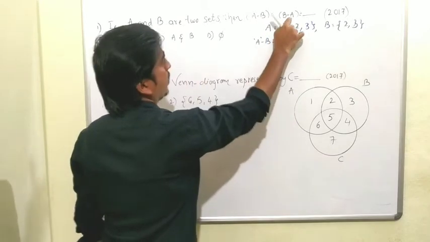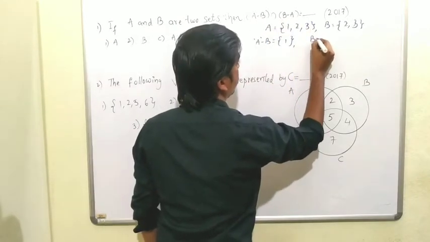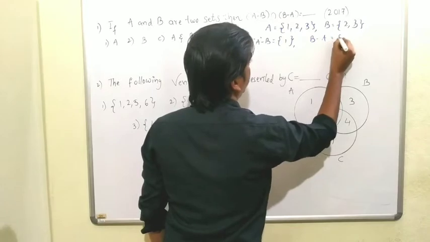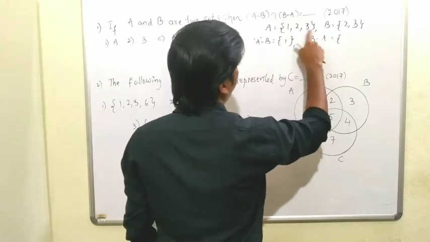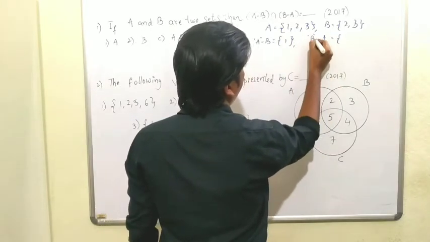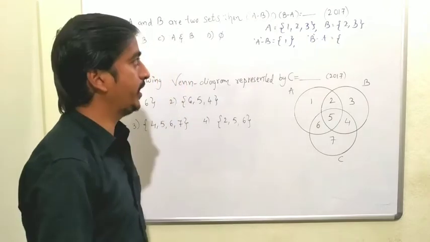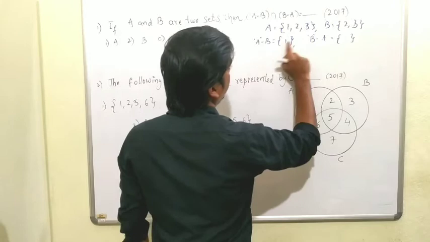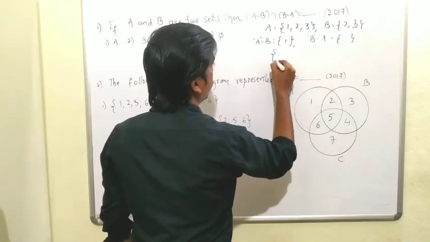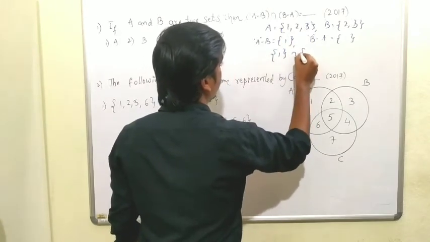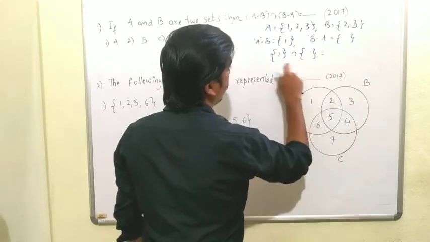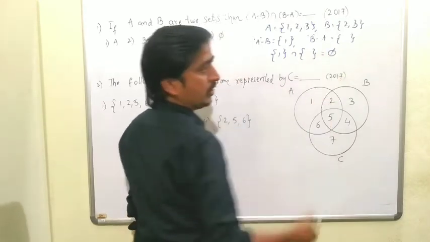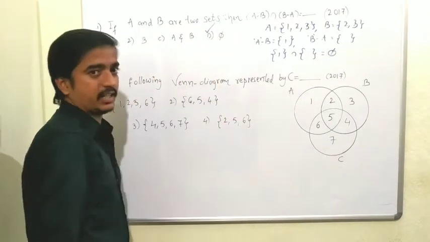Next, let's do B minus A. It means removing the common elements, the first set being B, so write the elements left in set B. Nothing is left, so it is the empty set. So what do we get by the intersection of these two sets? 1 intersection empty set. What is common in these two? Nothing, right? So the set phi is the correct answer.